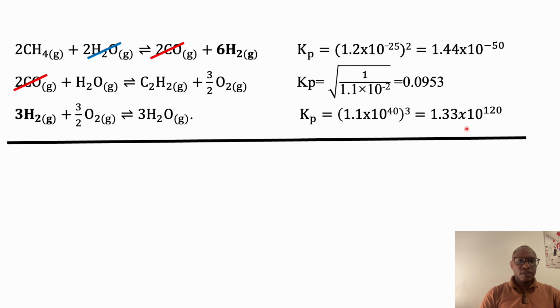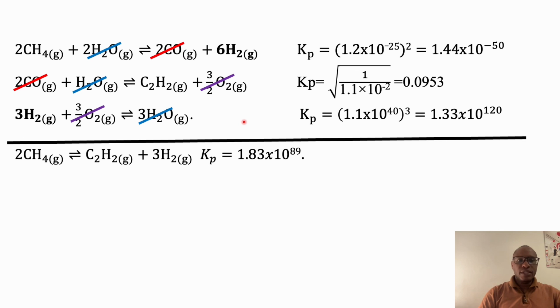The water, this is 2 water molecules plus 1, that's 3 water molecules. They go together with this one. Then here we have the 3 over 2 oxygen, and also here we have the 3 over 2 oxygen. You also cancel them. Then that's the final equation that we get. Then we can get the Kp. This value of Kp was obtained by multiplying this one by this one and this one. Then you get the Kp is equal to 1 over 1.83 times 10 power 89.